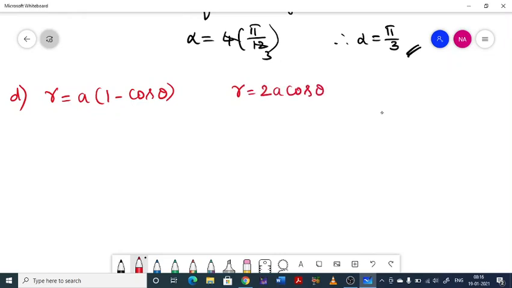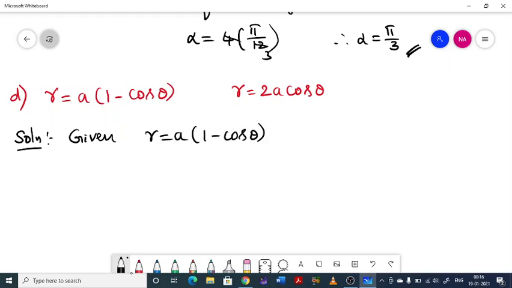R equal to 2A cos theta. Now, solution as usual. Given R equal to A times of 1 minus cos theta, and this side R equal to 2A cos theta.